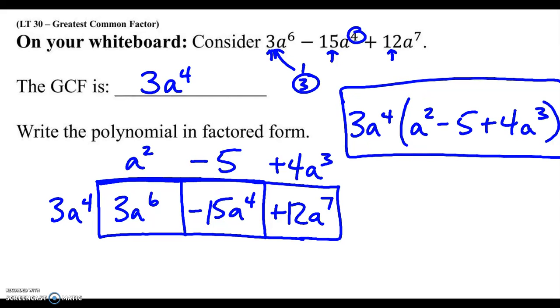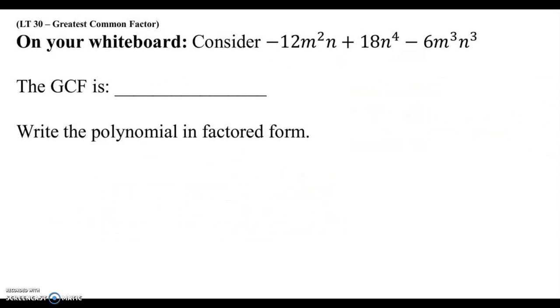Okay? How can you check it? You could multiply the 3a to the 4th by a squared minus 5 plus 4a cubed to see if you get back to the original polynomial, but check it out. The work is already there, Panthers. I want you to try a slightly different one, same idea. So take a look at this one now.